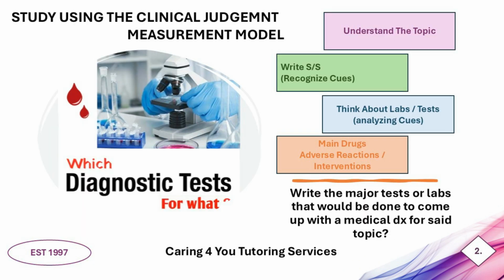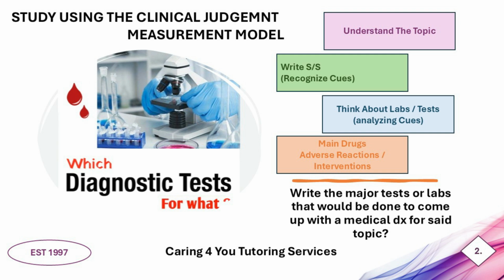Okay, step number 2 in our outline. After we get an understanding of the disease or an understanding of the topic that we're trying to learn, I want you to write 4 or 5 signs and symptoms of that disease process, right? We can't possibly know everything. Right, guys? We can't possibly know everything. So take the top 4 signs and symptoms of that disease.